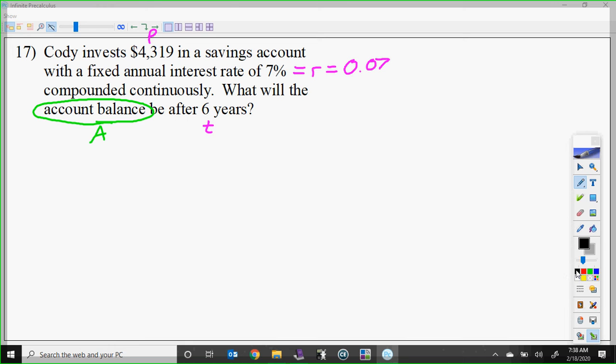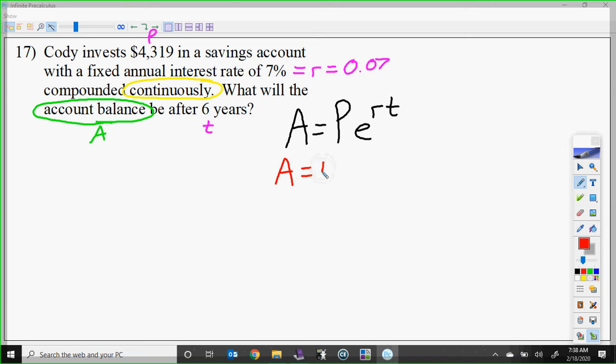Now we have two different equations. It says compounded continuously. That tells me that I'm using PERT: A equals P e to the RT. Because continuously, we're going to use this equation. And then I'm going to plug in what I know. I don't know what A is.